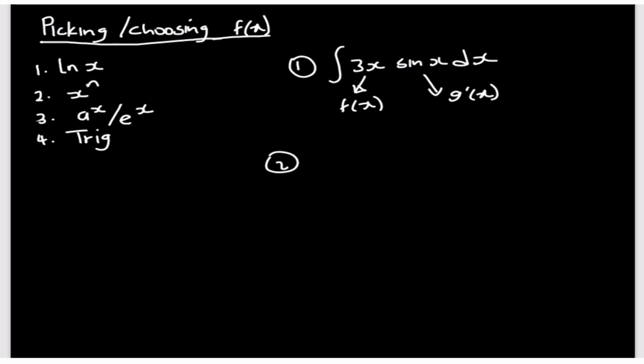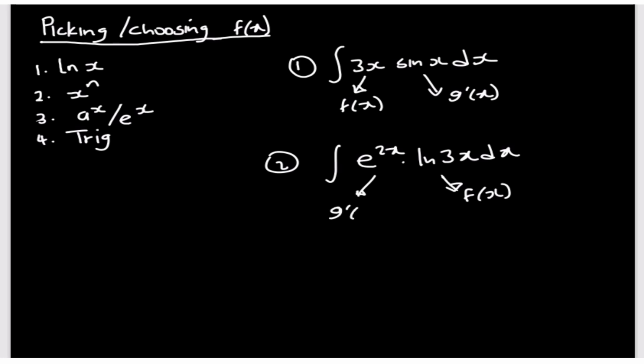Let's do number 2. Let's say now I have e exponent 2x and ln 3x. Do you see, ln is always the first one. So the one that comes first is your f of x. This one is my g prime. Let's do the last one. You can have x cubed and 3 exponent x. I hope you can see this is x exponent n and this is a exponent x. So this comes before a exponent x.